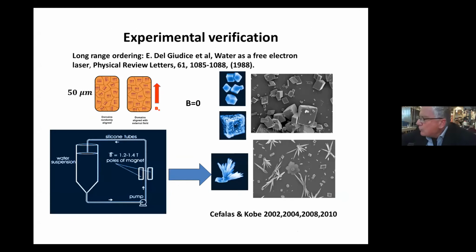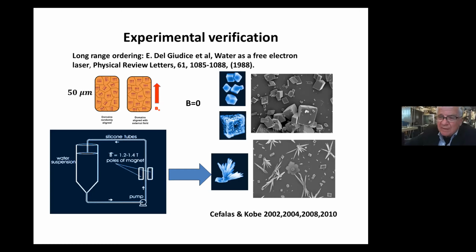We proceed now with the experimental verifications of the coherent states. First, the theoretical verification of long-range coherence in liquids was established in 1988. A 50 micrometer spatial distribution of coherent states in the presence of electromagnetic fields was identified in this work. However, no experimental evidence of long-range ordering existed until the first years of the new millennium.